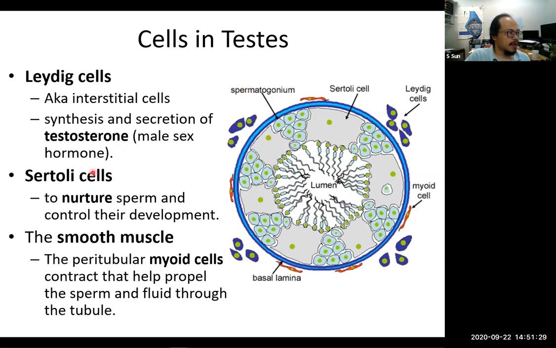So that's the Leydig and the Sertoli. During the embryo stage, Sertoli cells are used to secrete the anti-Mullerian hormone to suppress the development of the Mullerian duct. But after the 9 weeks, we don't need them to secrete anti-Mullerian hormone because the Mullerian duct has already degenerated. Their next job is to nurture the sperm. So the Sertoli cells are right here. Their function is to nourish the sperm and promote sperm development.